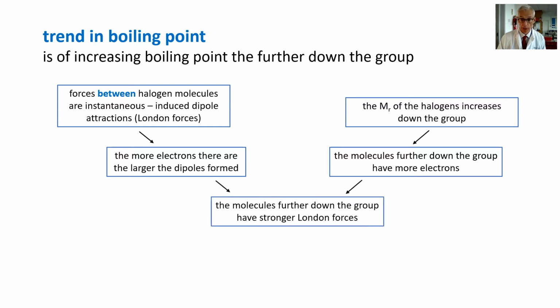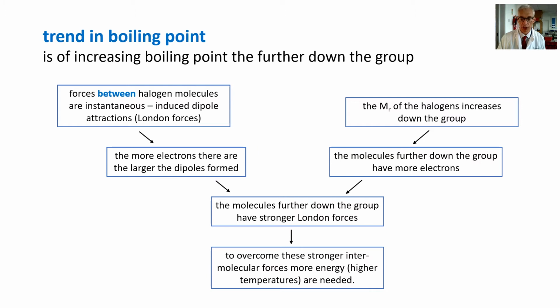Have you made the logical link, that therefore the molecules further down the group have stronger instantaneous induced dipole attractions, or have stronger London forces. And if they've got stronger London forces, to overcome these stronger intermolecular forces, more energy is needed. That is, higher temperatures are needed. Check this against your answer.